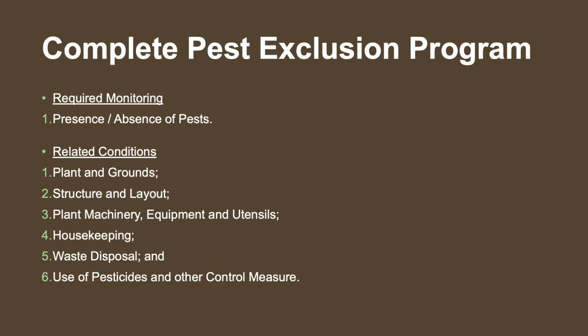So you need to develop or work to develop a complete pest exclusion program with required monitoring for the presence or absence of pests. Then make sure you're looking at areas like the plant and the grounds, the structure and the layout, looking at plant machinery, equipment, and utensils, ensure appropriate housekeeping and waste disposal, and use of pesticides and other control measures.